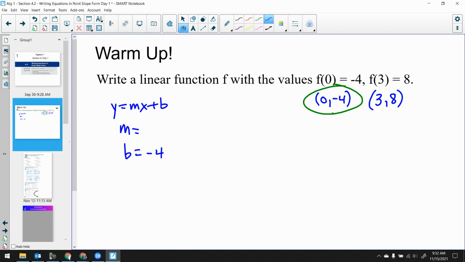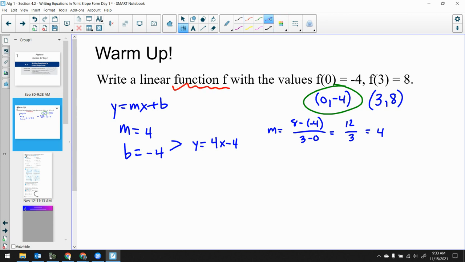And then my slope, I'm not given, but I am given a way to find. So my m is going to be 8 minus -4, y minus y, divided by x minus x, 3 minus 0. So 8 minus -4 is 12. And then 3 minus 0 is 3. Well, look at that. My slope is 4. Okay, so that means my equation with these two pieces is y is equal to 4x minus 4.